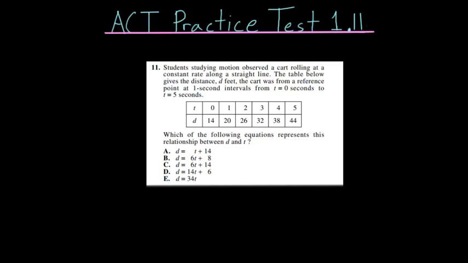For the 11th problem of this first ACT practice test, students studying motion observed a cart rolling at a constant rate along a straight line. The table below gives the distance d feet the cart was from a reference point at 1 second intervals from t equals 0 seconds to t equals 5 seconds. Which of the following equations represents this relationship between d and t?